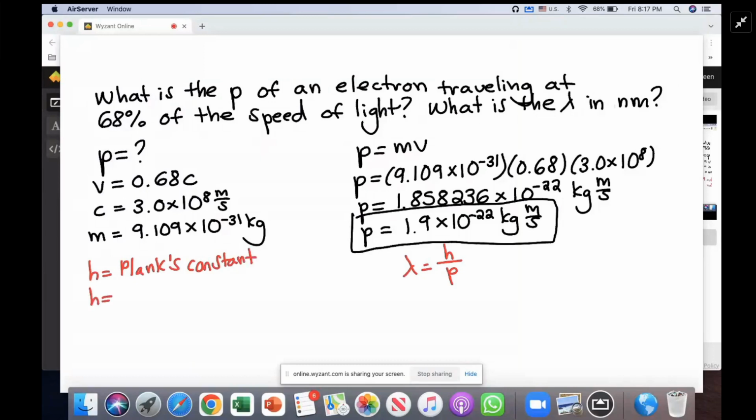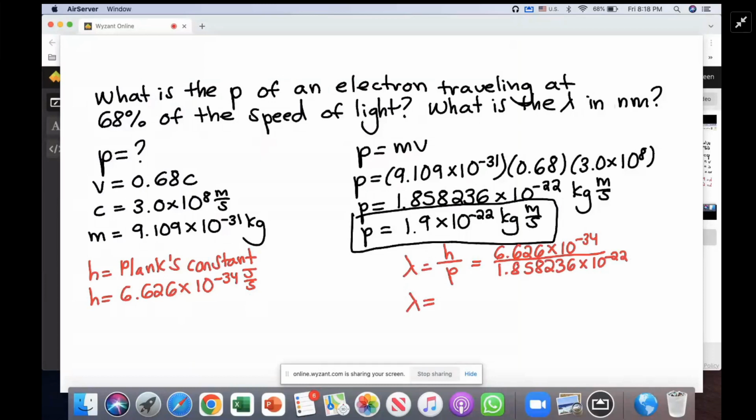And so h is going to be equal to 6.626 times 10 to the minus 34 joules per second. So you can see I have what I need now. I have Planck's constant and I have the momentum. And once again, I'm going to plug in my unrounded value into my wavelength equation. So let's go ahead and plug in. So h is 6.626 times 10 to the minus 34. Momentum unrounded was 1.858236 times 10 to the minus 22.